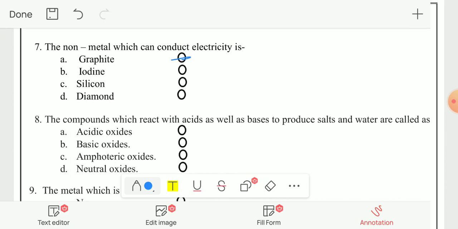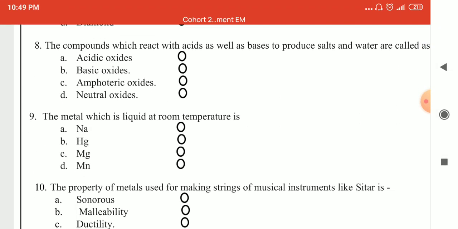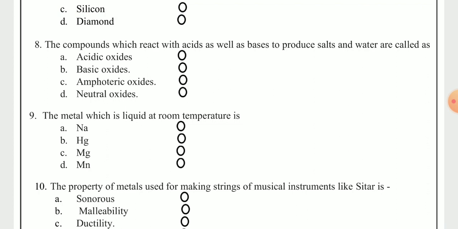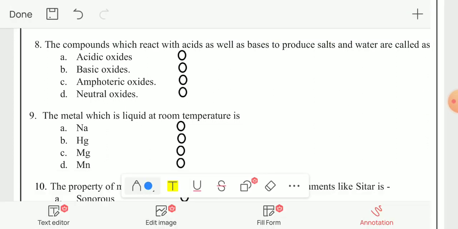Graphite. Question number 8. The compound which reacts with acid as well as bases to produce salts and water is called as. Compounds which react with both acid and bases. So A. acidic oxides, B. basic oxides, C. amphoteric oxides, and D. neutral oxides. Correct answer will be amphoteric oxides. So correct answer is C.